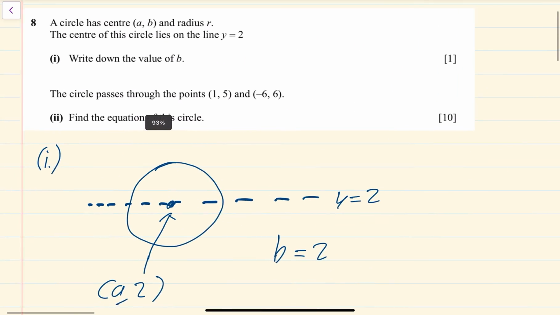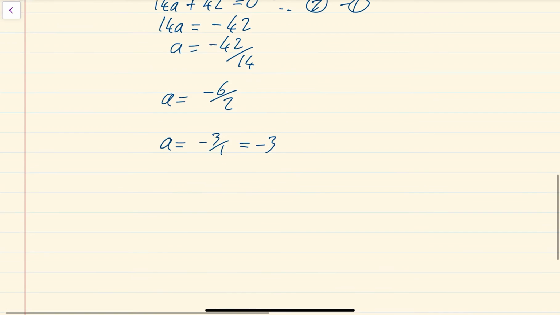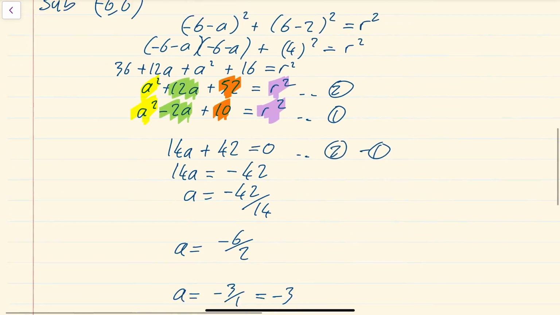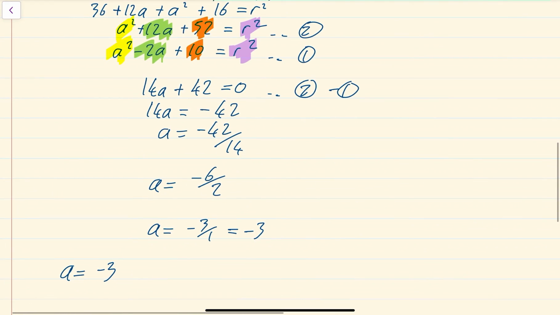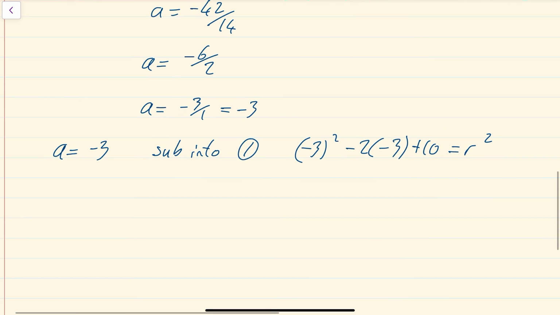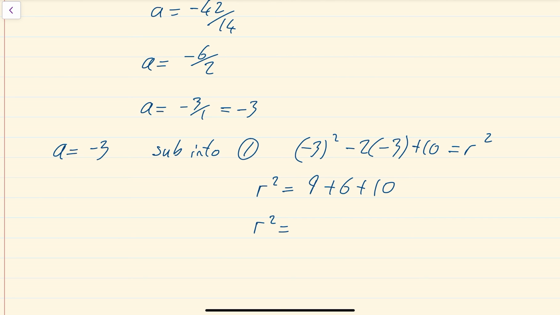Okay, what did our question say? Find the equation of a circle. So we've now got our value of a. a was equal to minus 3. We've got to find r. Forgot to find my r. So sub into equation 1. So you're going to have minus 3 squared minus 2 times minus 3 plus 10 is going to be r squared. So let's just work that out. My r squared is going to be 9 plus 6 plus 10. So r squared is equal to, that's going to be 19 plus 6 is going to be 25.